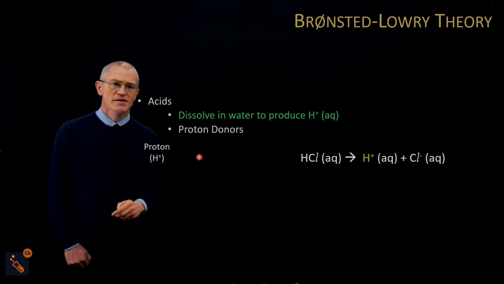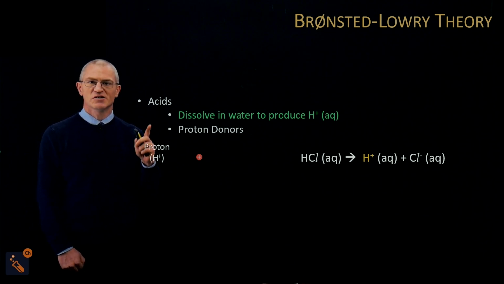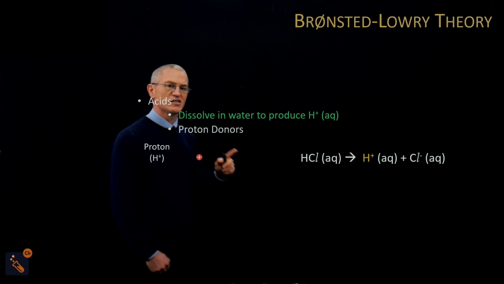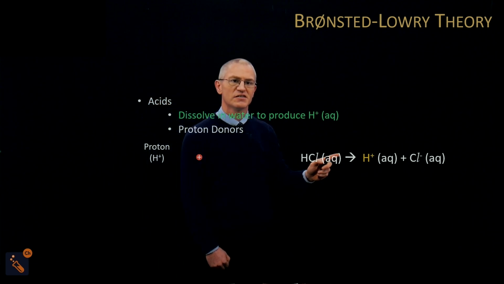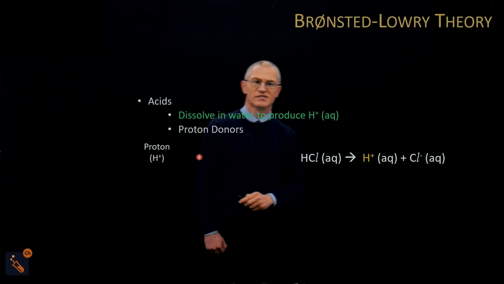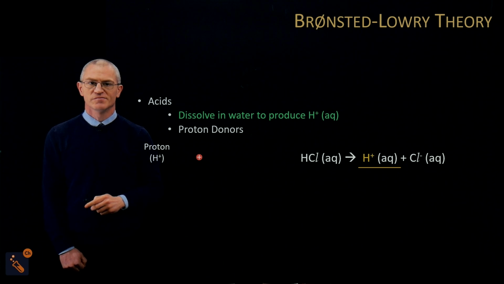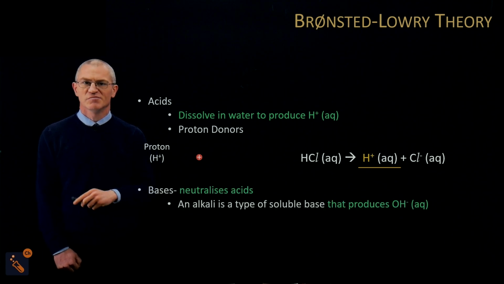Now, an example of this in terms of an acid and dissociation: we know when it dissolves in water, it produces H+. So here's your hydrochloric acid. It's dissolved in the water. As it dissolves in the water, it makes H+ and Cl-. And that's our proton. Now, I'm going to draw that in a little bit more detail in a minute.